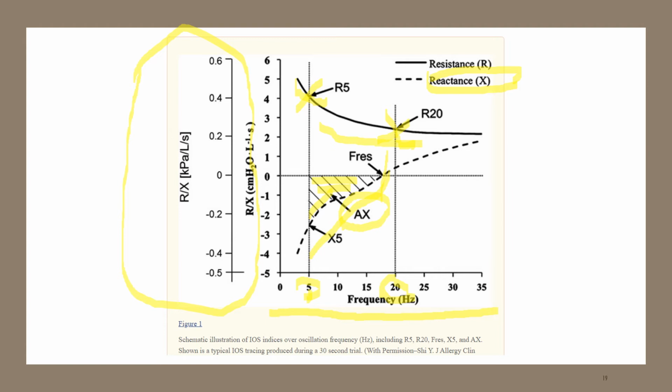You know, you don't want lungs. So any kind of therapy that could change the X5 and the R5 and the R20 and the AX that you could visually see is a good thing.